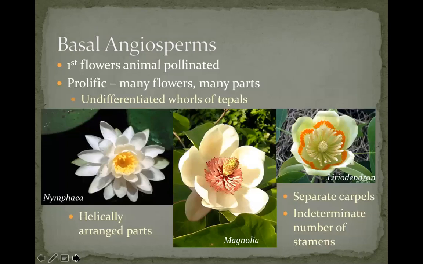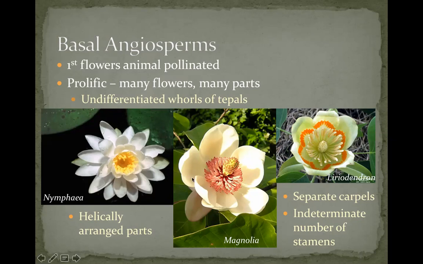Okay, so the basal angiosperms are the first flowers that were animal pollinated. They have many flower parts, and because you usually can't tell the difference between the petals and the sepals, they have undifferentiated whorls of what we call tepals instead. A lot of monocots have tepals as well because it is hard to tell the difference between the petals and the sepals at times. So again, we usually just refer to them as tepals.